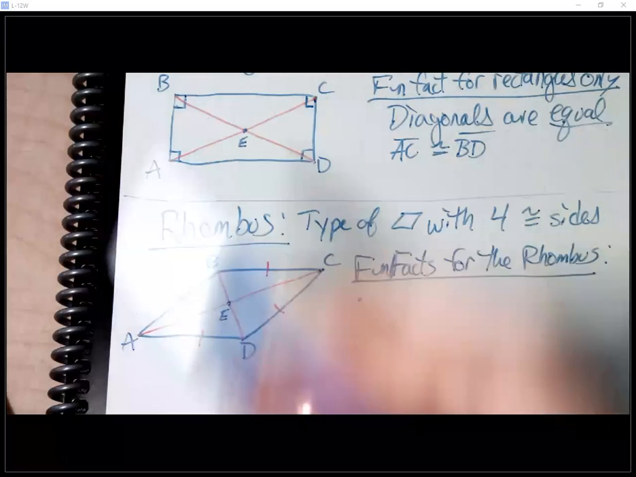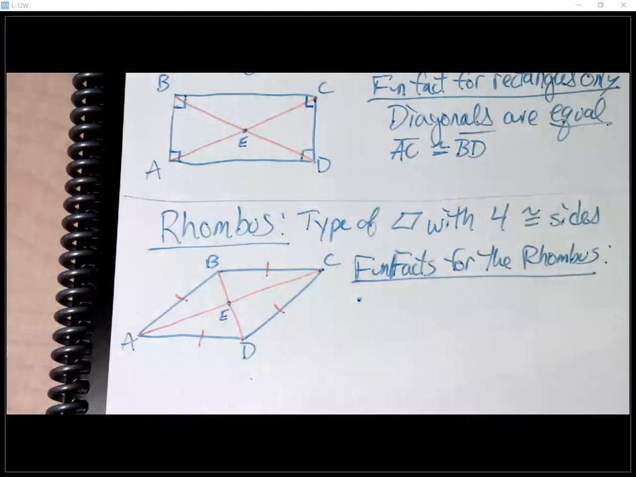So that's kind of cool. All right, but the rhombus doesn't have that. There is something that is true about the diagonals in a rhombus, though. They're not equal. They can never. They can if your rhombus happens to be a square. Yeah.